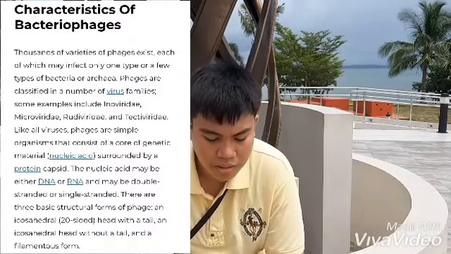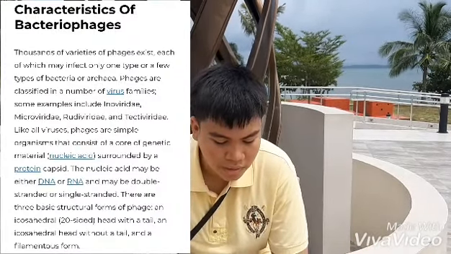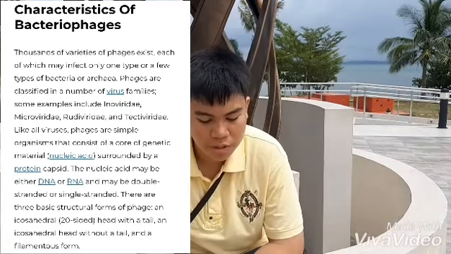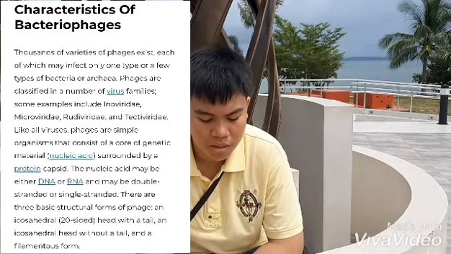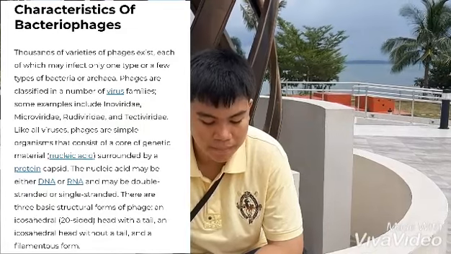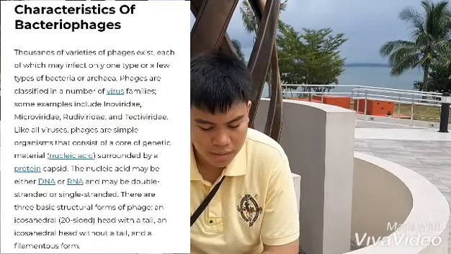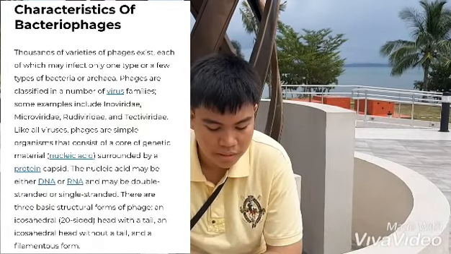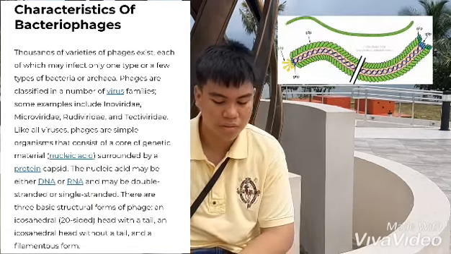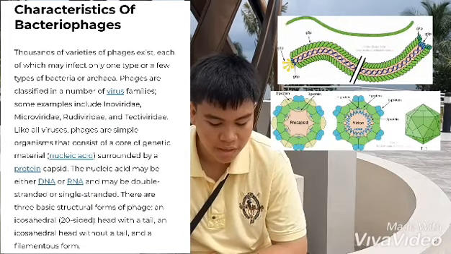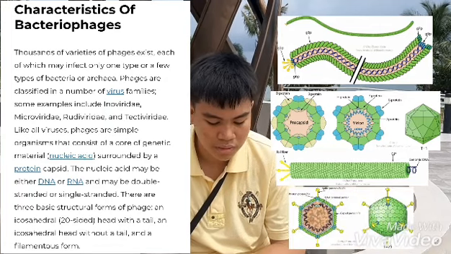The characteristics of bacteriophages is that thousands of varieties of phages exist, each of which may infect only one type or a few types of bacteria or archaea. Phages are classified in a number of virus families. Some examples include Inoviridae, Microviridae, Rudiviridae, and also Tectoviridae.